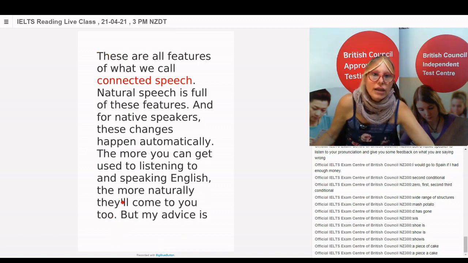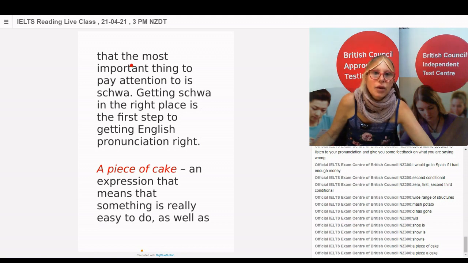Okay, so these are all features of what we call connected speech. Natural speech is full of these features, and for native speakers, these changes happen automatically. So you don't even think about it when you're speaking. The more you can get used to listening to and speaking English, the more naturally they'll come to you too. But my advice is that the most important thing to pay attention to is schwa. Getting schwa in the right place is the first step to getting English pronunciation right.